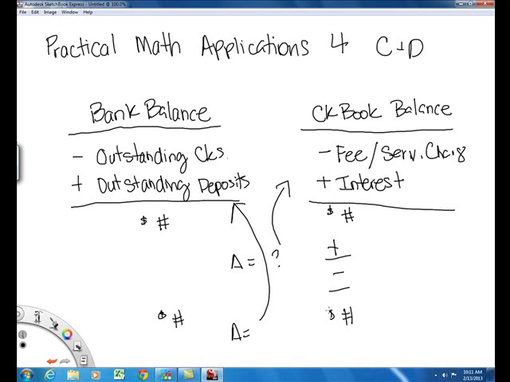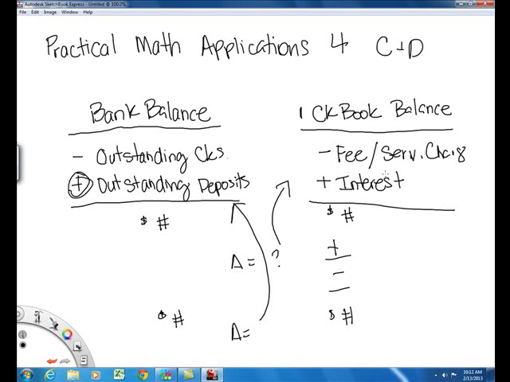If we gained interest on our checking account, then we would add any interest that's gained. So that means we would add it to our checkbook balance. And that is C, add to checkbook balance. Outstanding deposits would be subtracted from our bank balance, and that is, outstanding deposits would be added. I said that wrong. Would be added to our bank balance. So outstanding deposits is A, add to the bank balance.